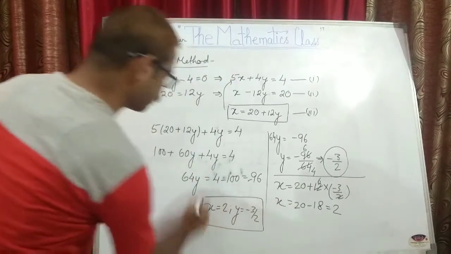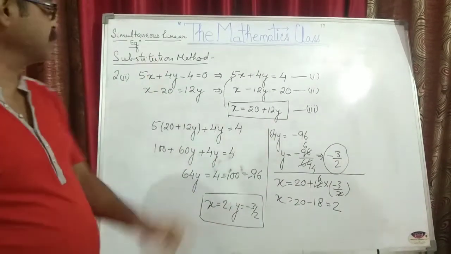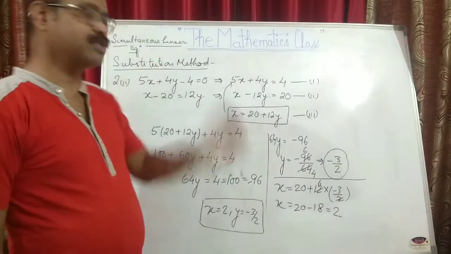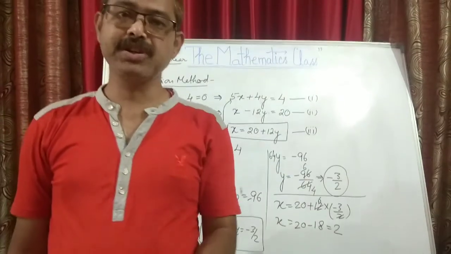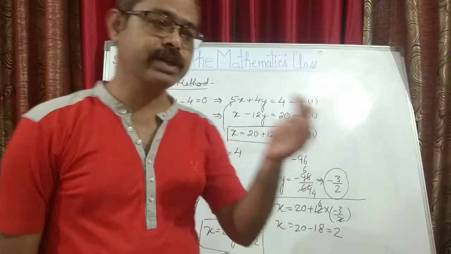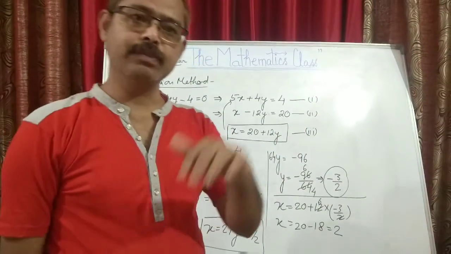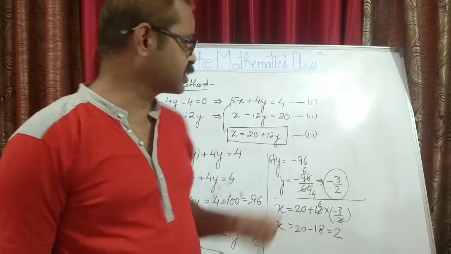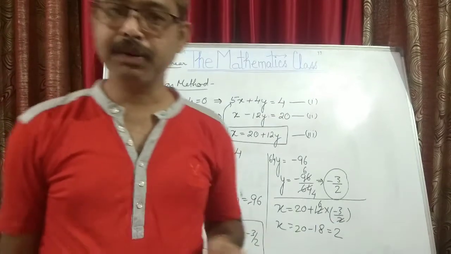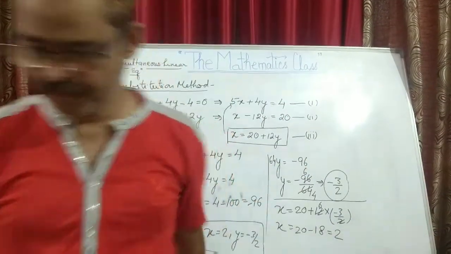This is the solution of simultaneous linear equations by the substitution method. This is how we solve the question by substitution method. We take one variable, write it in the form of the other variable, and then we substitute the value. Let's take some more questions. I'll take question number 3 in the multiples of 3, third question and sixth question.